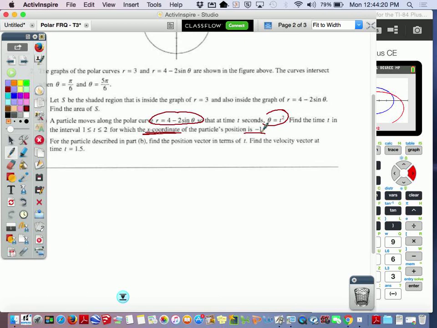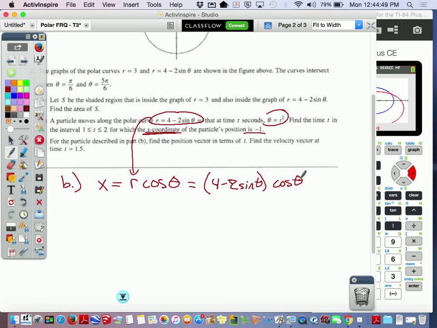All right, first thing we need here, we're talking about the x coordinate. The x coordinate is defined by the equation r cosine theta. So I'm going to need to plug my r equation in for this r. So I have a formula that gives me the x coordinate. That formula would be 4 minus 2 sine theta times cosine theta.